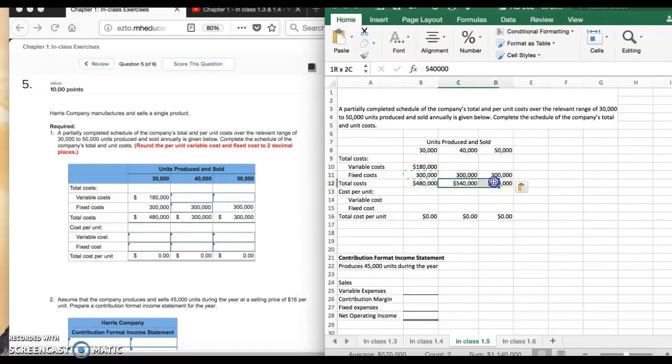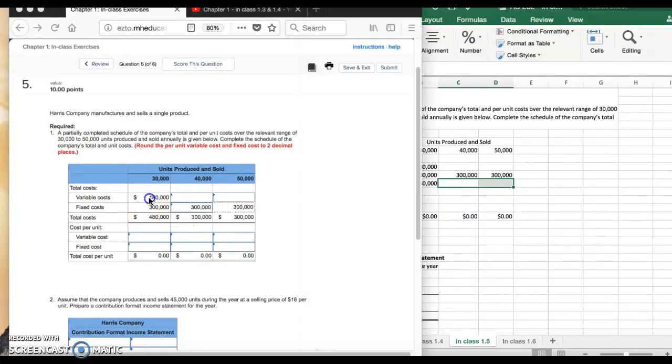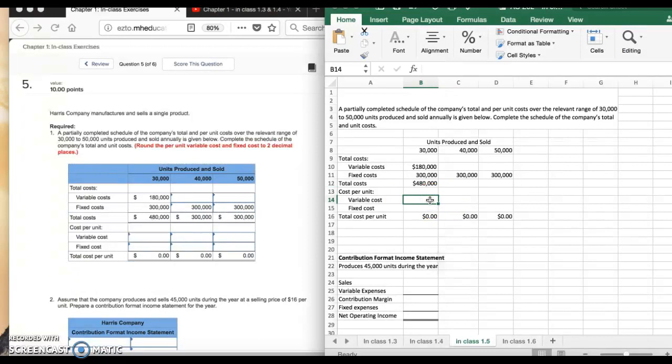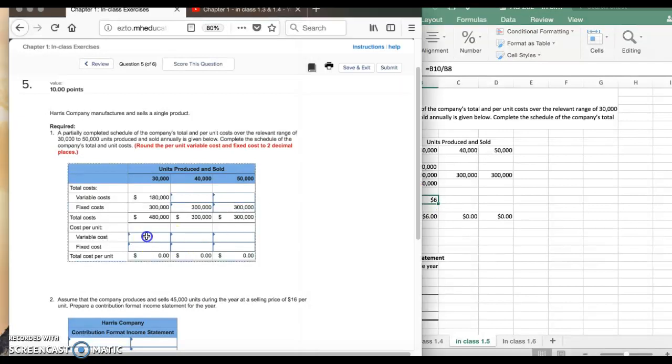So the other thing they give us is variable costs. So can we figure out the variable cost per unit if we know how many units and we have the total variable costs? Yes, we can. So we are going to take our variable costs and divide it by the total number of units produced and sold. So our variable cost per unit at 30,000 is going to be $6 per unit. So does variable cost per unit change depending on how many units we produce? No. So we're going to keep those as 6 down here.